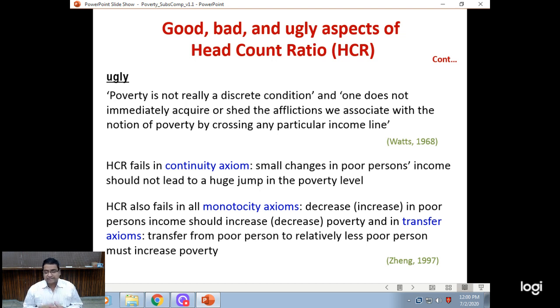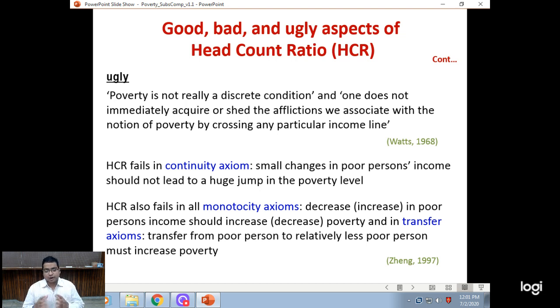So why is it an ugly part? This has been highlighted by quite a few researchers. To my knowledge, almost 5 decades ago, Watts presented it in one of his papers, that poverty is not really a discrete condition. One doesn't immediately acquire the affliction we associate with poverty by crossing a certain line or certain income level.